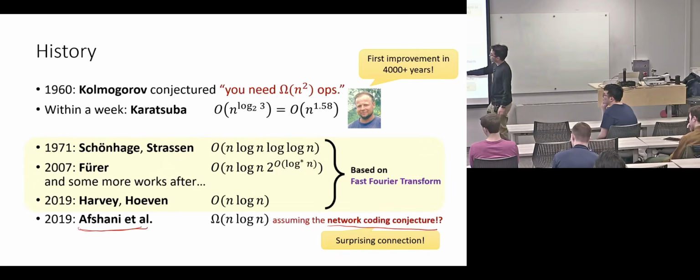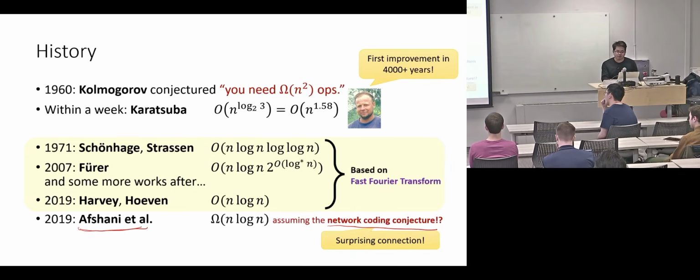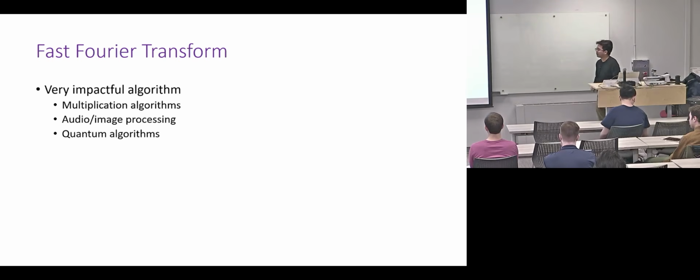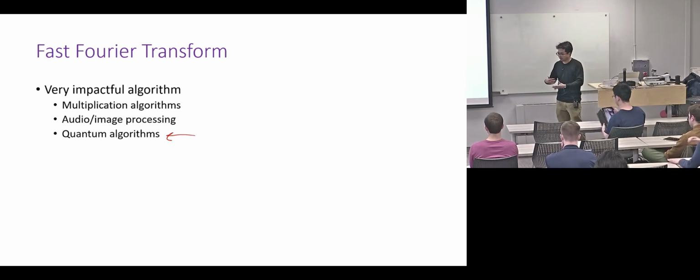Okay, but anyway, this new improvement is an impressive improvement, much, much better than n squared. It is based on something called the fast Fourier transform, a concept that we will learn in this class too, right after I talk about the Karatsuba algorithm. This algorithm is very influential. It's so impactful, used in image processing, and its generalization is used a lot in quantum algorithms.